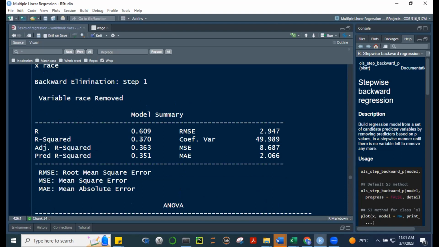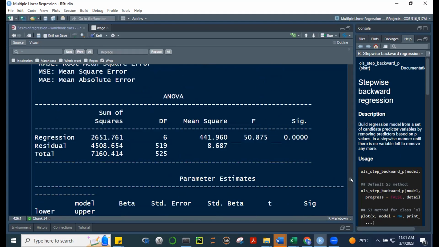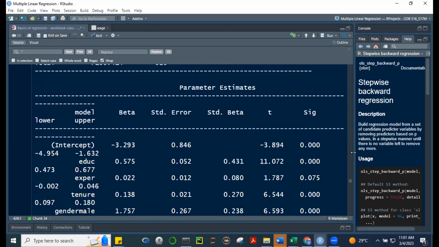Okay, ito ngayon yung adjusted R squared. Okay, remember this 36.30 something. These are measures. This is now Ramsey root mean square error, measure of error. Ito mga measures ng error to, mean square error and mean absolute error. Okay, and then you now have your ANOVA, and significant, ibig sabihin, our null hypothesis is that all the predictors are equal to 0. And then we have here the parameter estimates.